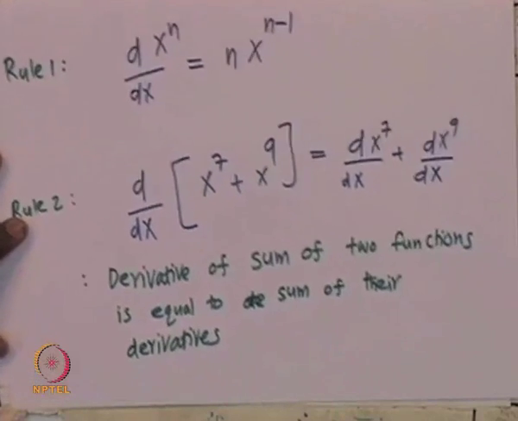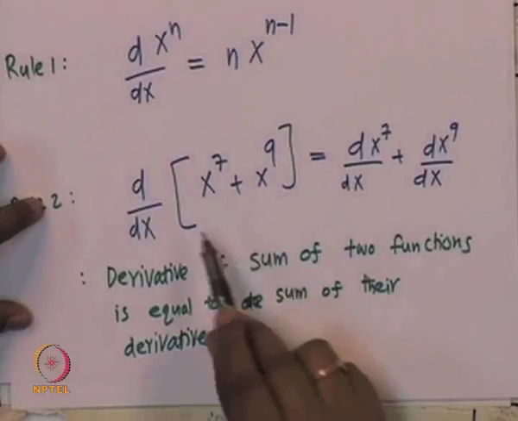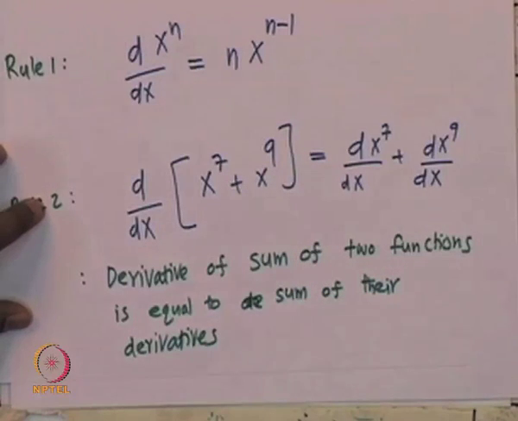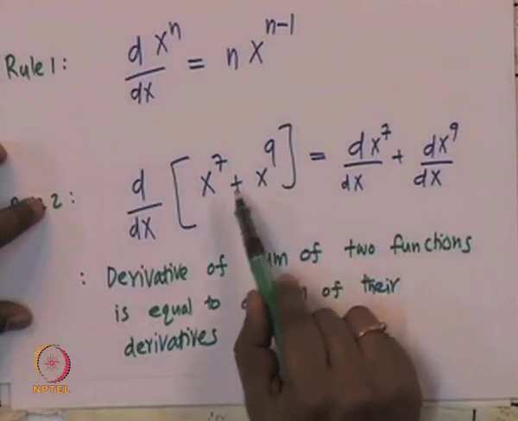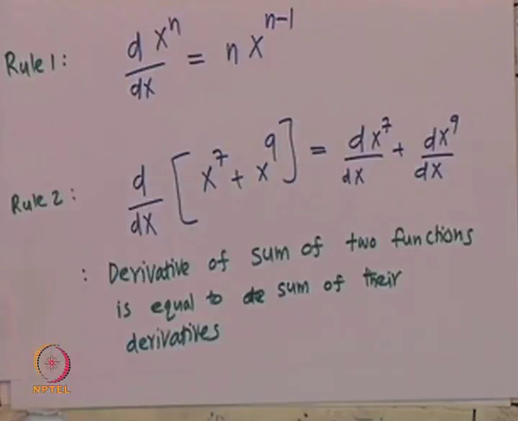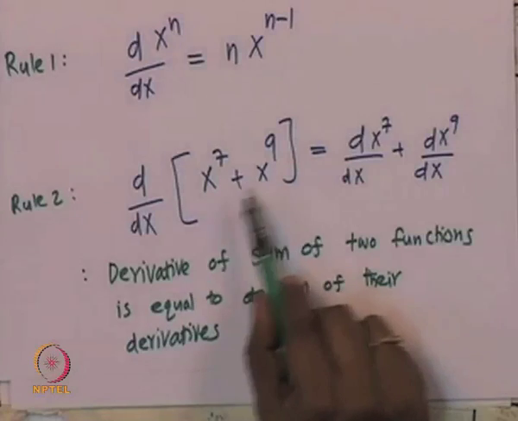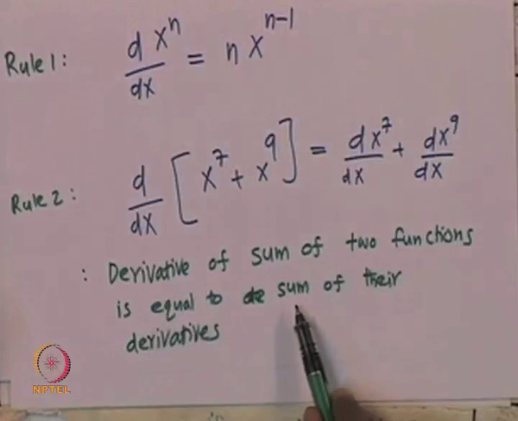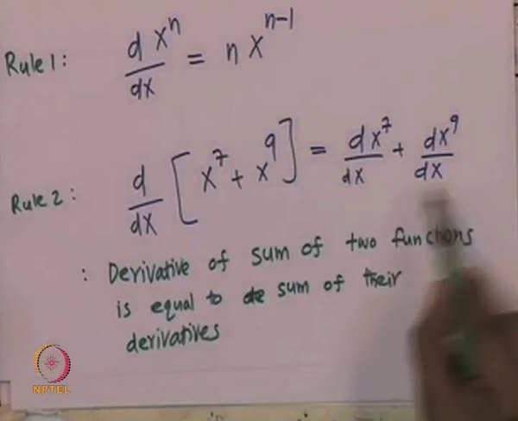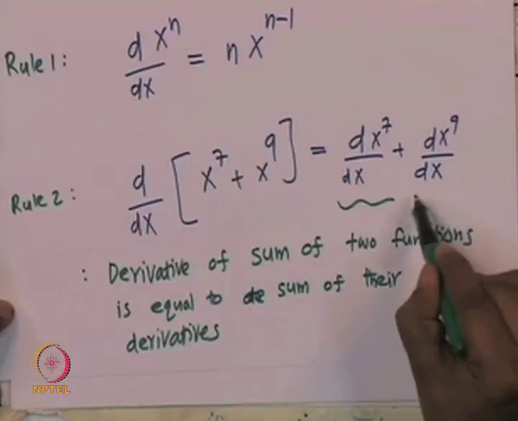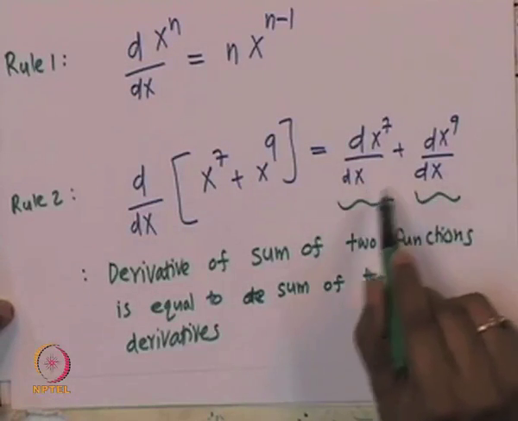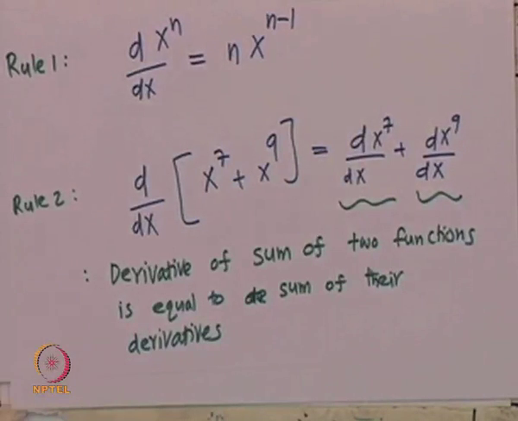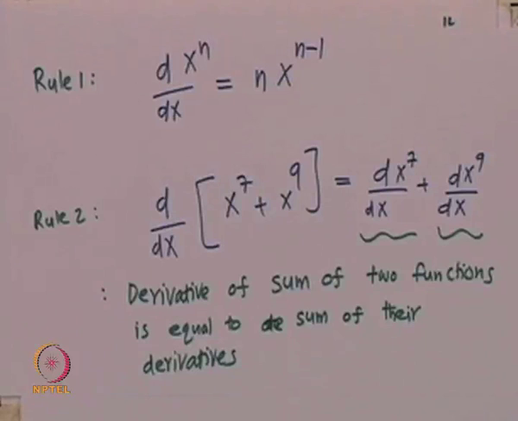So, this is what we saw. The sum of two functions, x power 7 and x power 9, those are two functions, and if we want to find the derivative of this sum, we can take the derivatives of the individual functions separately and sum them. So, the derivative of a sum of two functions is equal to the sum of their derivatives. This is the first derivative, this is the second derivative, sum of these two, you get the answer. If we know these two things, this is enough for us to learn many things. So, we will go ahead and see a few things.